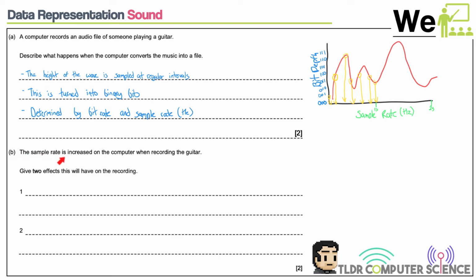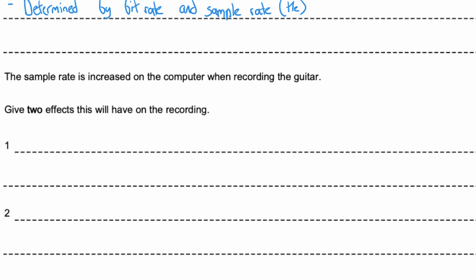The sample rate is increased on the computer when recording the guitar, because presumably they want a high quality recording. Give 2 effects this will have on the recording. Okay, great. So the first and obvious thing to say is that, as you can see over here, sampling it more frequently will mean you can record the height of the wave more accurately. Well, what the big picture of that is, what's it going to do? Well, it's going to increase the quality.